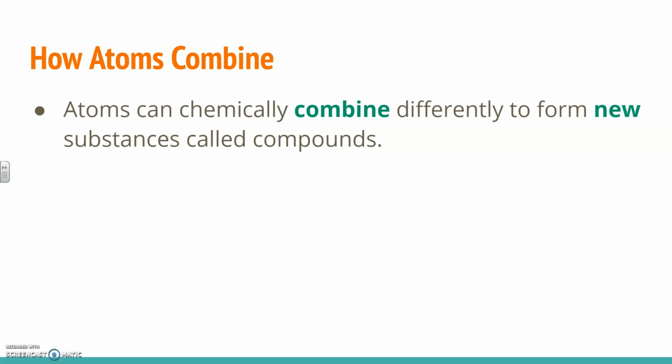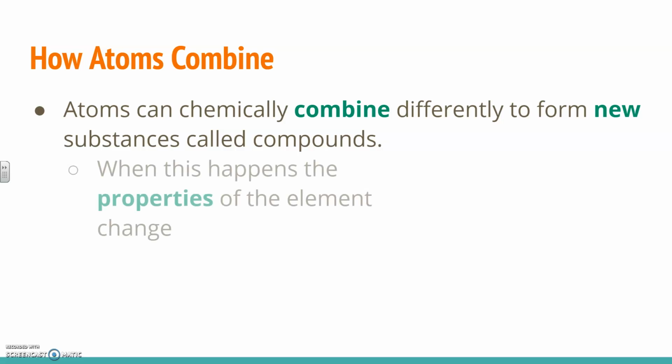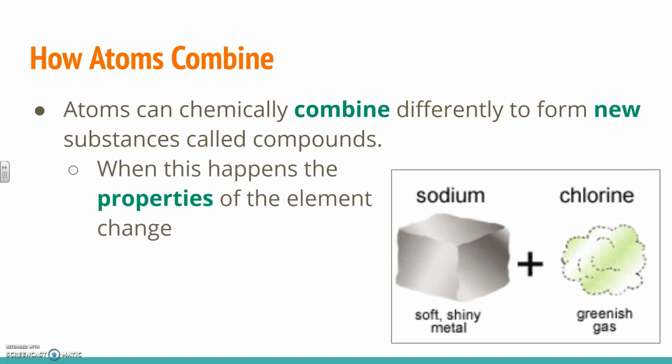So atoms make elements, okay? Atoms, when they combine chemically, form new substances called compounds. And we're going to talk about two more key vocab words to get today. So when atoms combine, sometimes the properties of elements change.